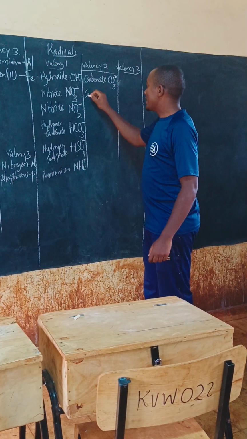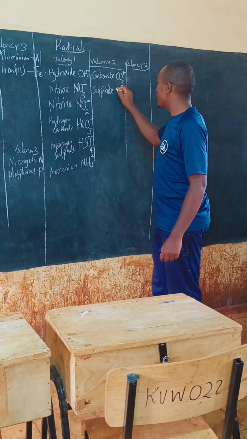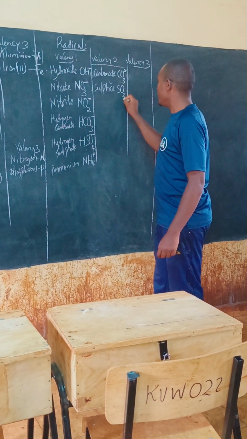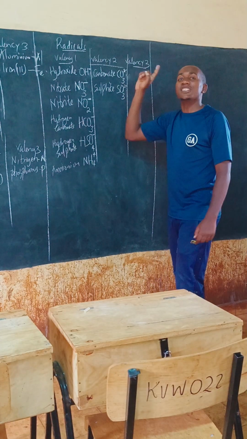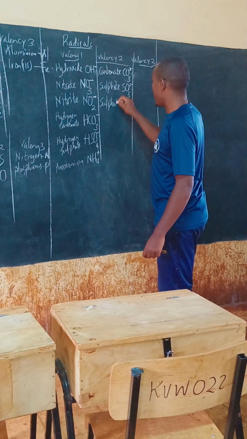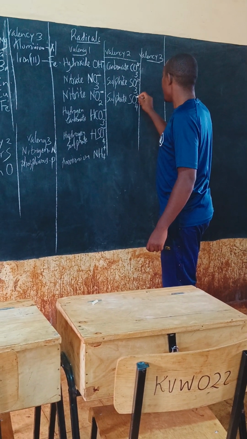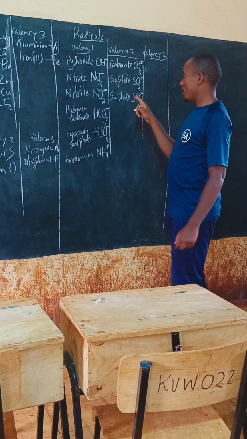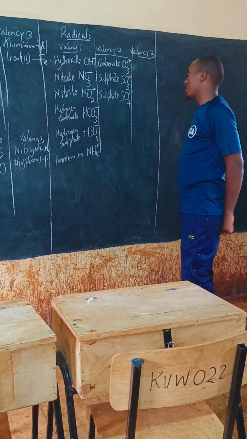We have sulfite, SO3 2 negative, which is SO3 valence 2. We have sulfate, SO4 2 minus, which is SO4 valence 2. That's how we should grasp it in our head.